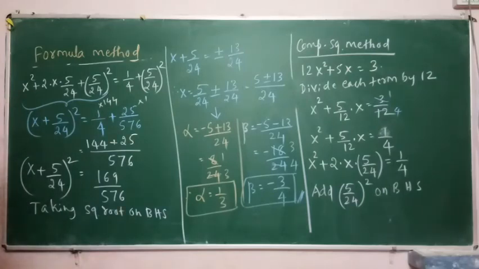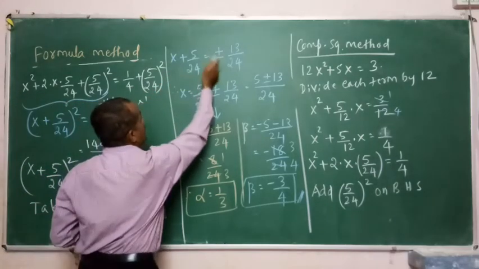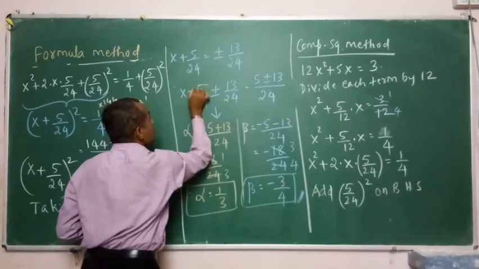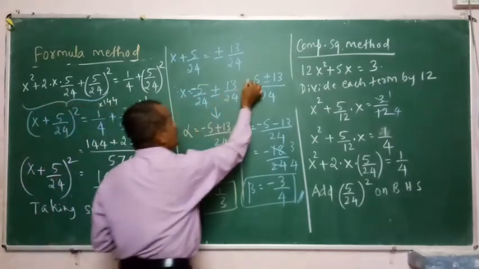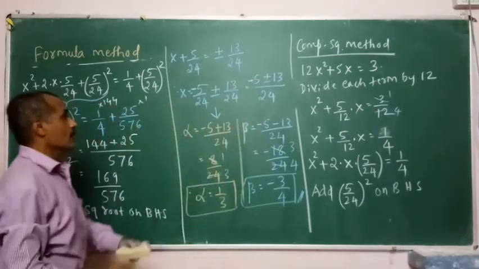where is the mistake? Yeah, it is here. When you transfer this to the RHS, this becomes minus 5. This becomes minus 5. See now.